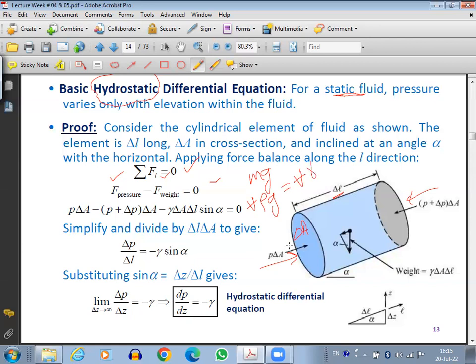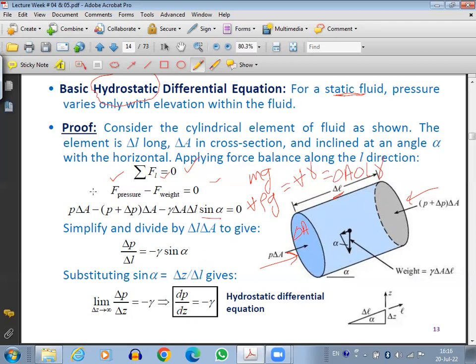And the volume will be what? Volume will be cross-sectional area multiplied by the length. So del A into del L into gamma. Right? So this is the force of the weight, but not the whole force of the weight will be acting in this direction. We want to find out the force of the weight acting in the direction of the pressures. If it is making an angle alpha here with the horizontal, it will be sine alpha, the component of the weight acting in the cylindrical axial direction, along the axis of the cylinder. So multiply by sine alpha.